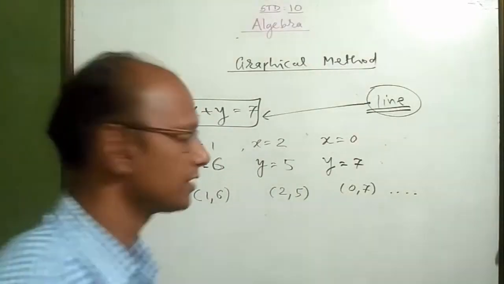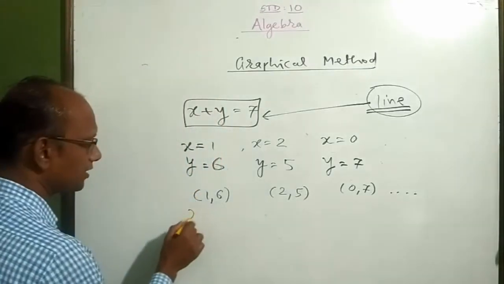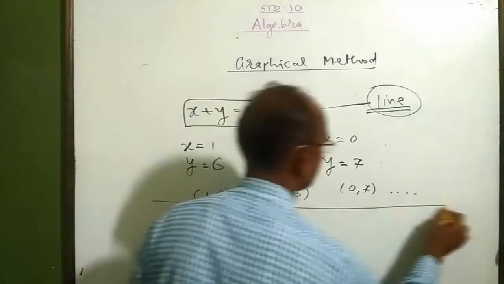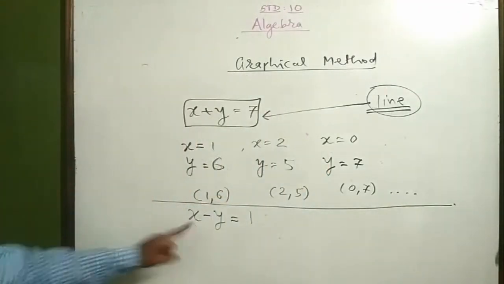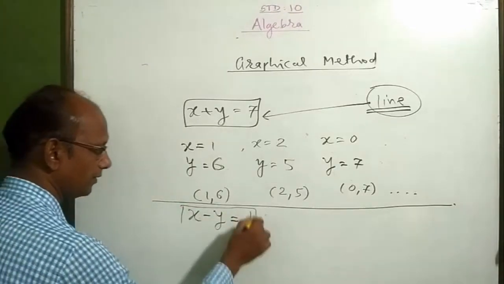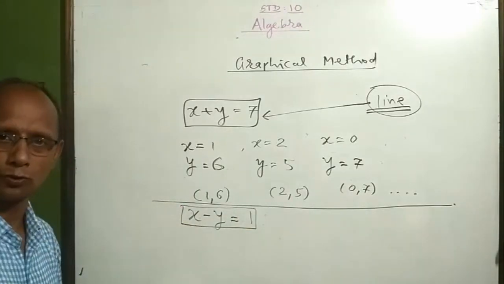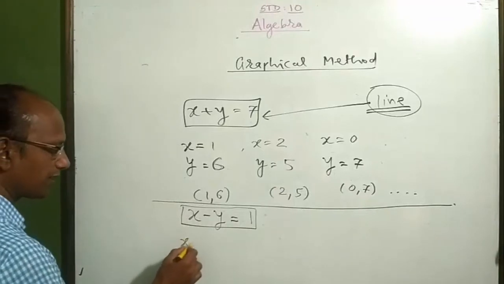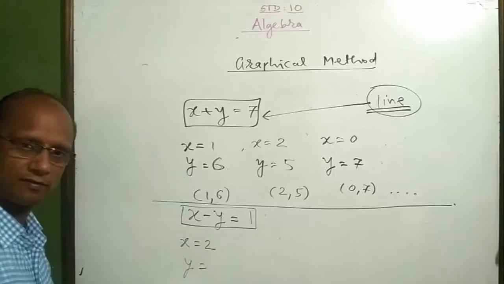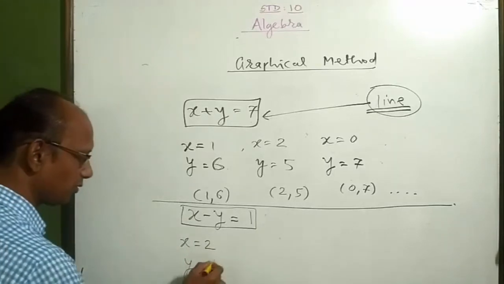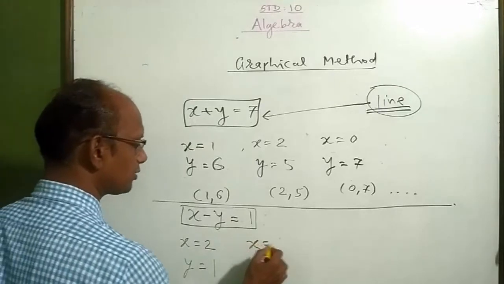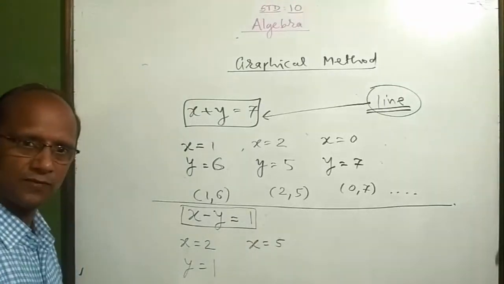Now let us see the second equation. Suppose x minus y is equal to 1. If we find the solutions of this equation, and if I consider the value of x as 2, what should be the value of y? No doubt, that is 1. 2 minus 1 is 1. If I consider the value of x is equal to 5, what is the value of y?